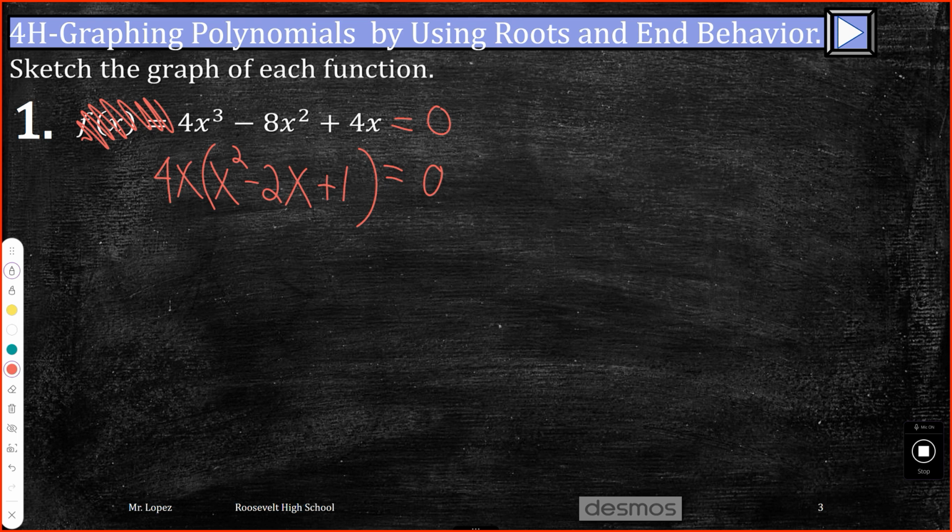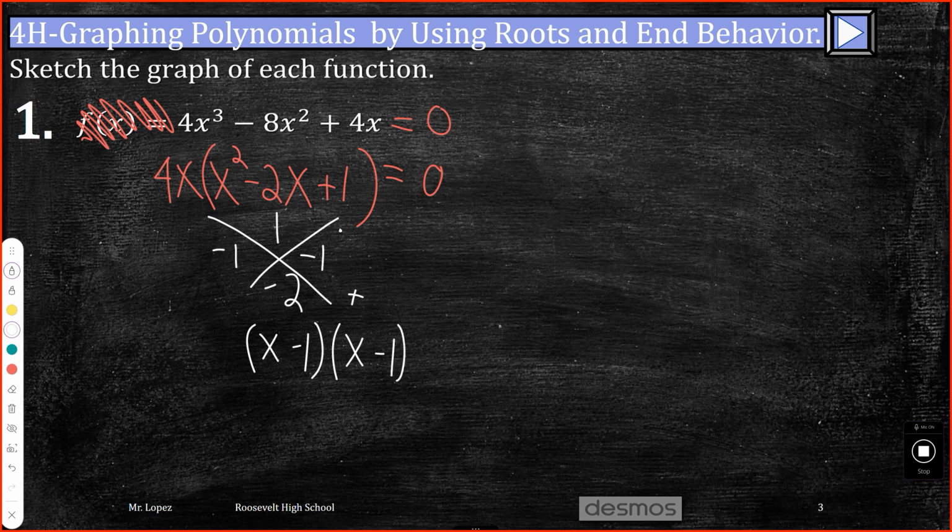I guess we can do the x here. Let's do the x. What was at the bottom? Is that negative 2? What was on top? 1. What are the two numbers? Negative 1 and negative 1? Yes? Negative 1 times negative 1 is positive 1, negative 1 plus negative 1 is negative 2. So then we're going to have what? X minus 1 times x minus 1. And then we have 4x equal to 0.